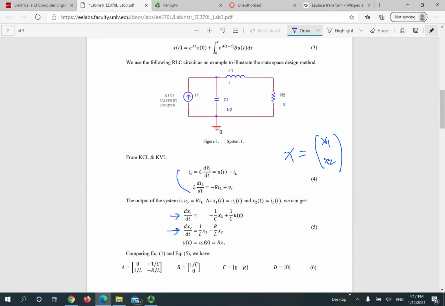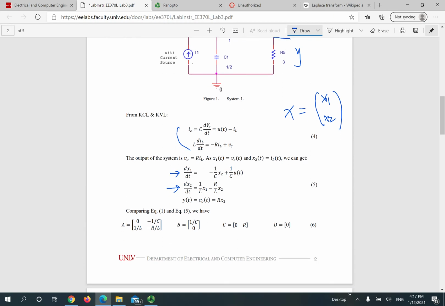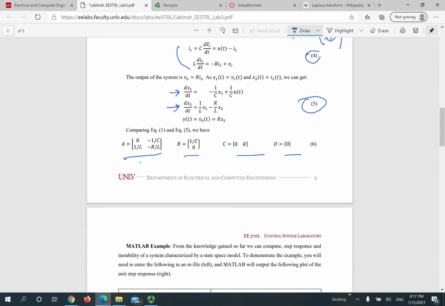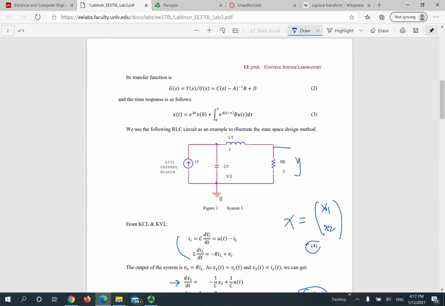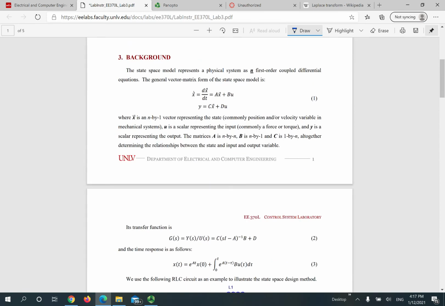Then we need to calculate y, which is the output. By rewriting equation 4 into equation 5, we can get A equal to this, and B, C, and D. As long as we have A, B, C, and D, we have all the necessary coefficients for these two equations.